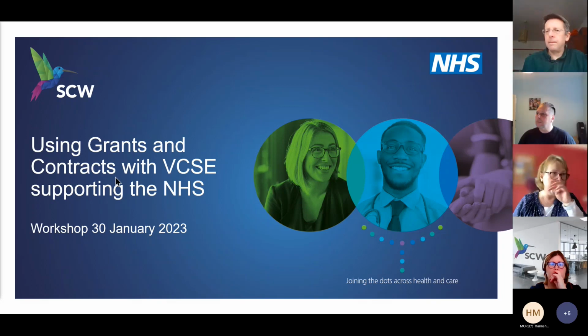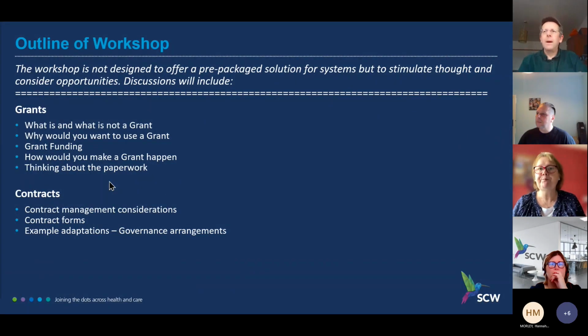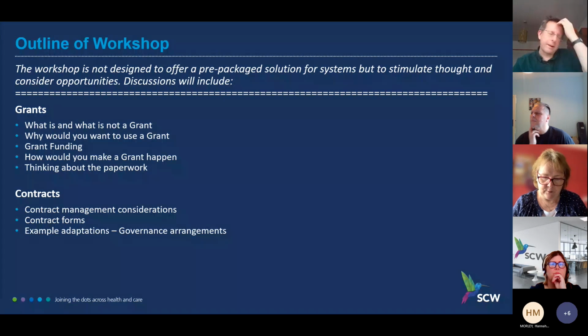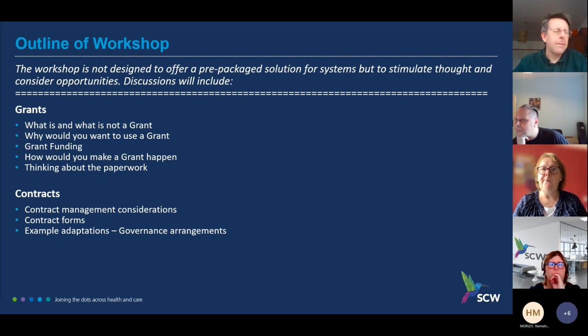Looking to go through today, we're going to spend a bit of time looking at the grants. So really, what is and what isn't a grant? Why would you actually want to use a grant? A bit about the funding of grants. How would you actually make the selection of providers to work with for grants happen? And then just a little bit about the paperwork on that side.